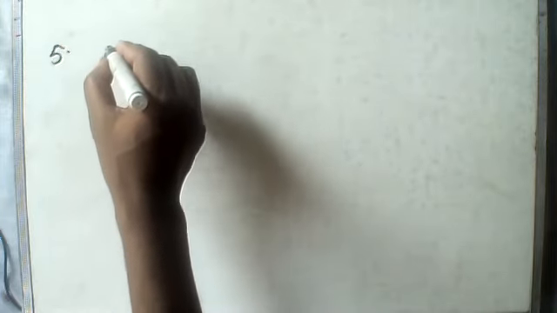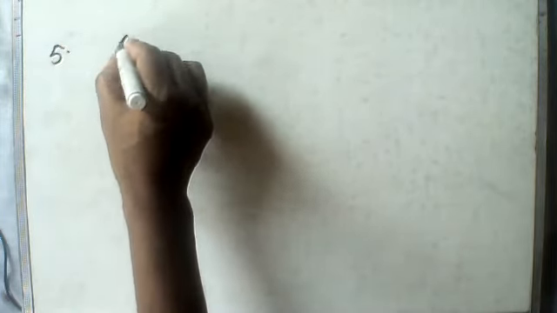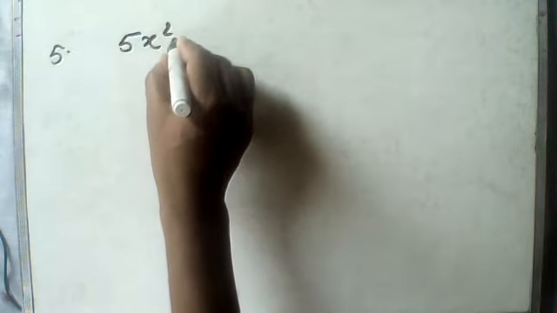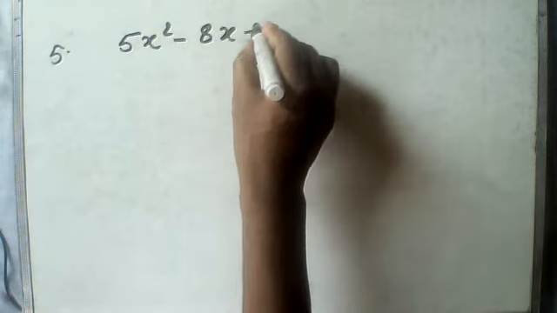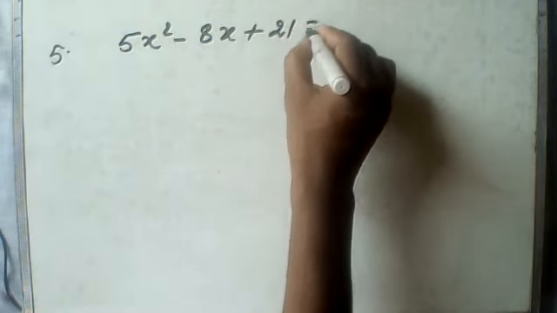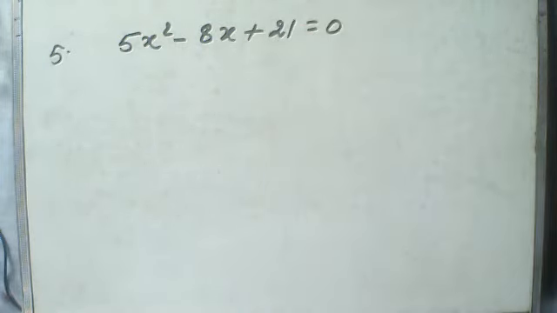One more of the same type: 5x squared plus 8x minus 21 is equal to 0. How do we factorize this?